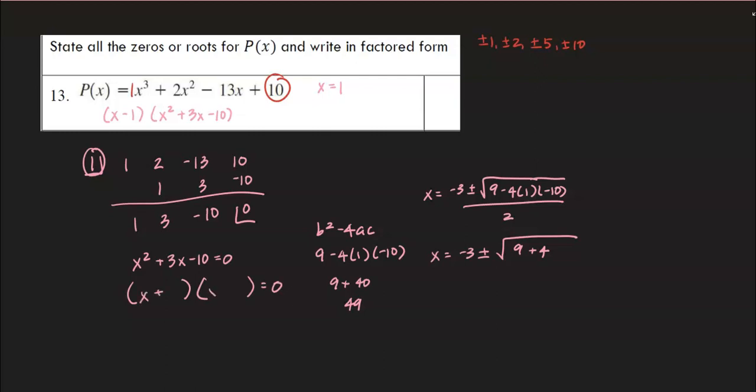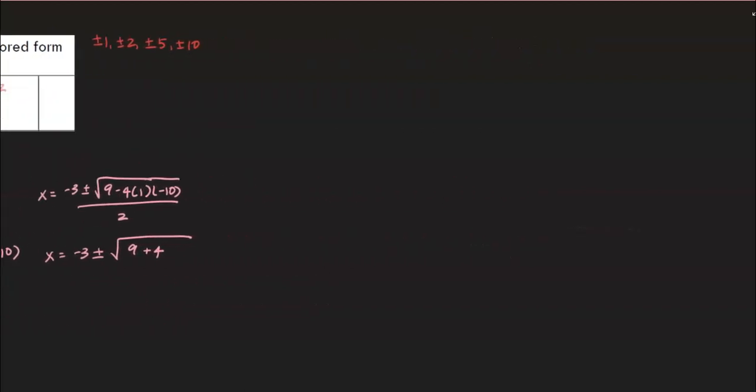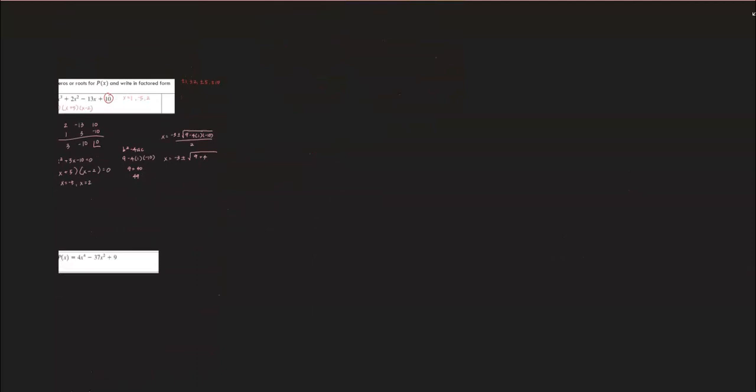So x plus, x minus, is it 5? Oh yeah, 5 and 2. That's completely wrong right there. So x equals negative 5, x equals 2. So negative 5 and 2, factored form, x plus 5 and x minus 2. Okay? Good job, guys. Let's see the next one.